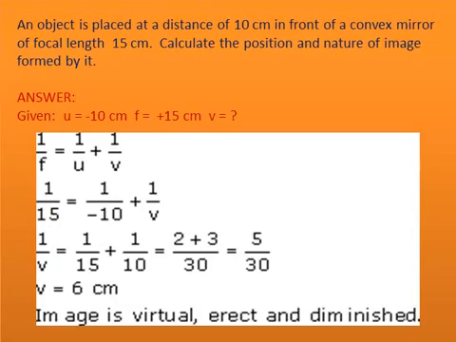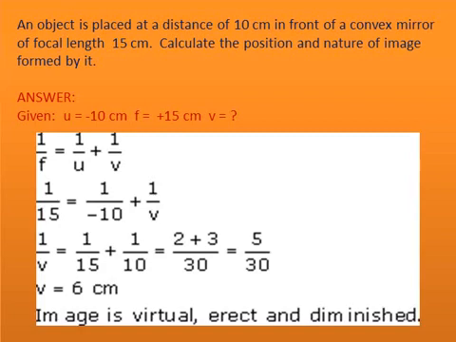Here is the next mistake you will do. You will get 1 by V is equal to 1 by 6, and in the next step you will write V equal to 1 by 6 centimeter. 1 by 6 is wrong. 1 by V is equal to 1 by 6, therefore V should be 6 centimeters. So we found the value of V, that is the image distance.